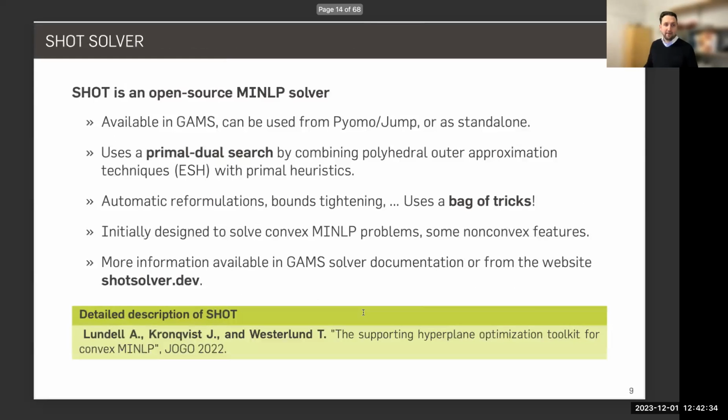I also wanted to take this opportunity to say a few words about our solver SHOT that we have been working on since 2015, which is an open source solver for MINLP problems. It's available in GAMS, but you can use it also from Pyomo or JuMP and also as standalone. I will not go into details of the solver here. I want to market it a little bit and show it to you. It's not based on any single algorithm that I'm presenting in this talk. It combines different algorithms and uses a bunch of different techniques and tricks, reformulations, bound tightening, and other things. If you're interested, please take a look at the following paper.